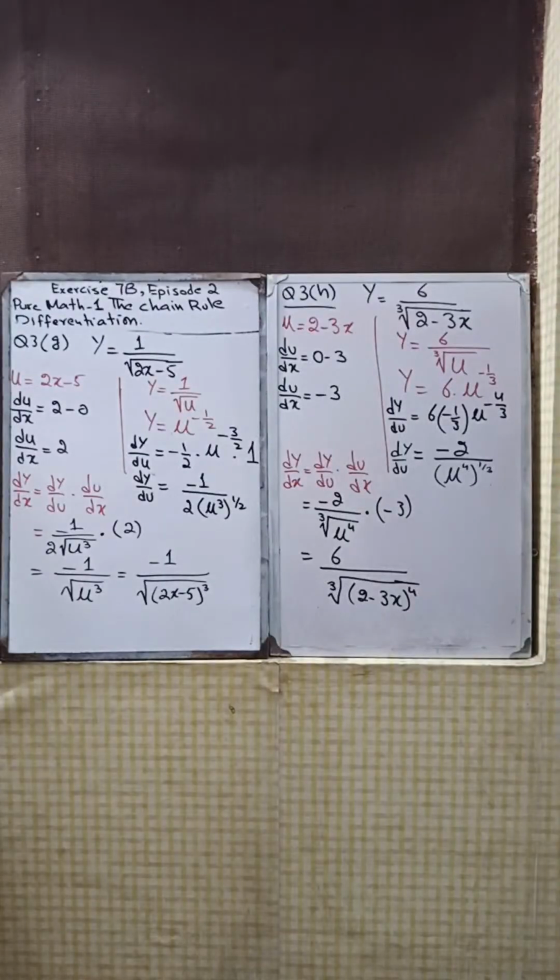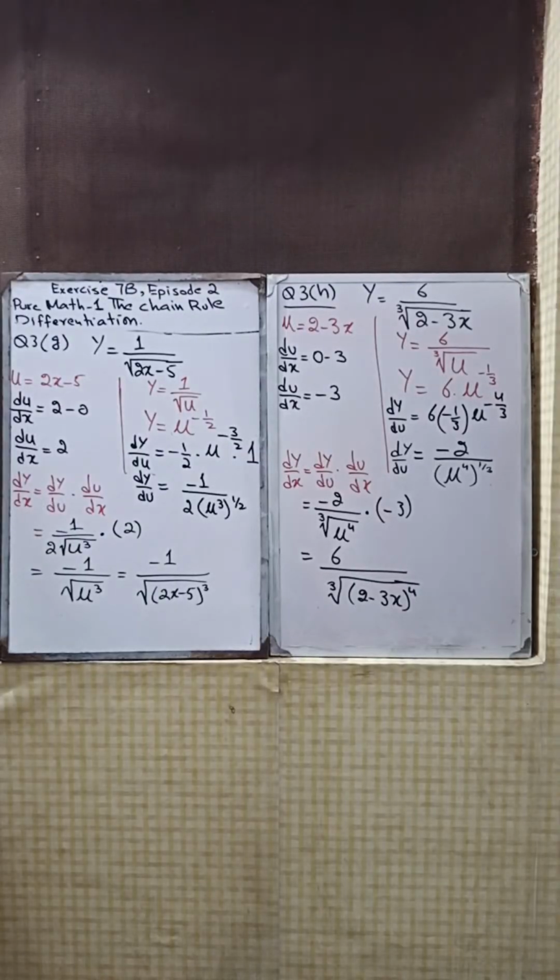Let me check. This is question number 3, part H. It says 6 divided by the third root of (2 minus 3x) whole thing raised to power 4. So you see, sir, our answer is good. So we are done with question number 3, part H.